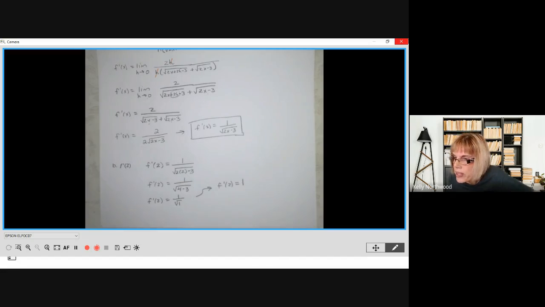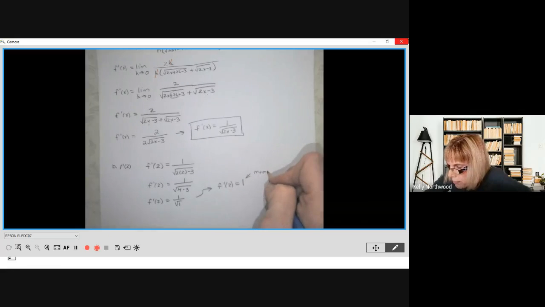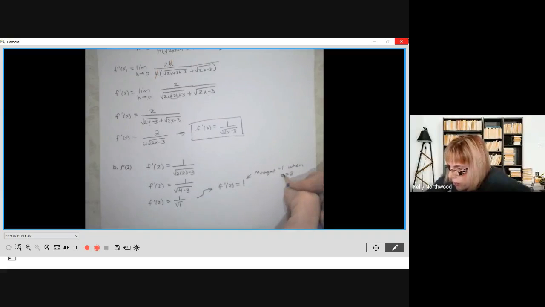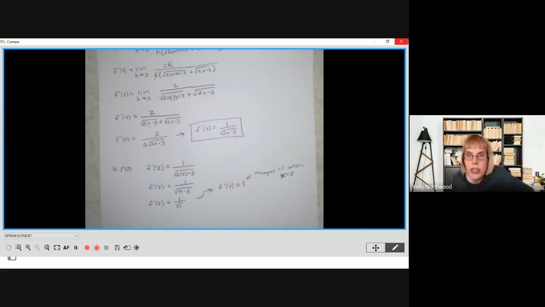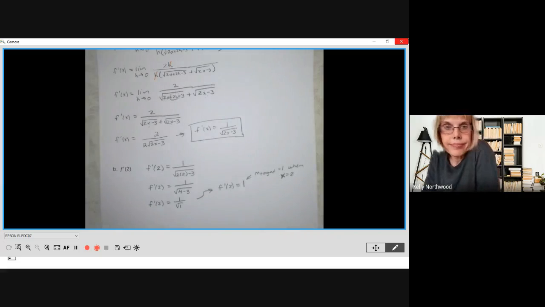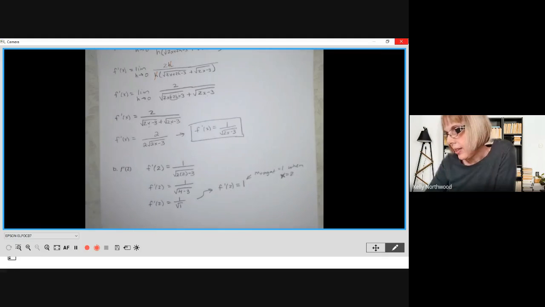Which would mean that the slope of the tangent to that curve would be 1 when x is equal to 2. So this represents slope of tangent, remember, when x equals 2. That's what that actually means. Slope of the tangent is 1 when x equals 2. Any questions for that one?